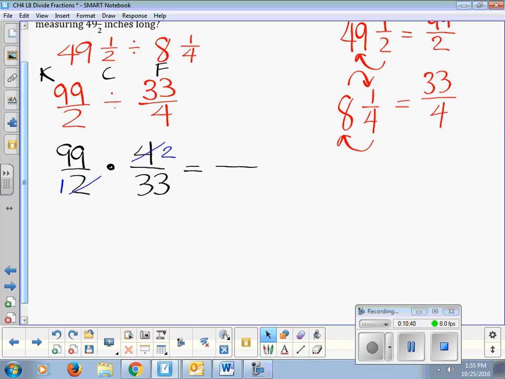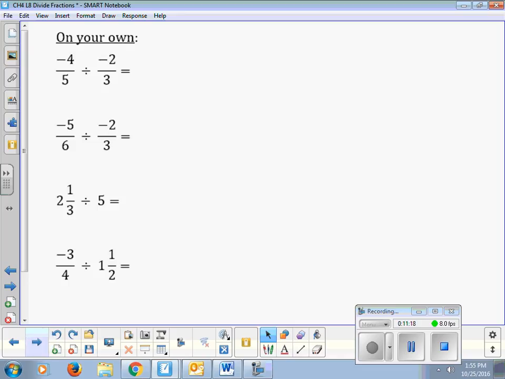And what about 99 and 33? What's 99 divided by 33? You can divide these two. 99 divided by 33 is 3, so we get 3 over 1. We then multiply our numerators. 3 times 2 is 6. 1 times 1 is 1. 6 over 1 simplifies to 6. So there's our answer. Go ahead and try the next one on your own.